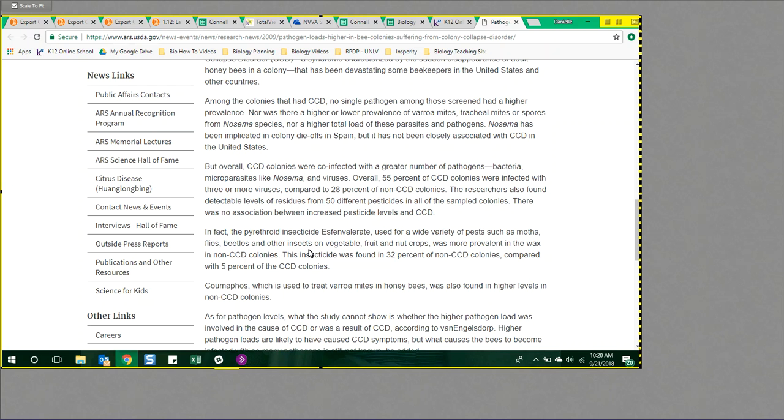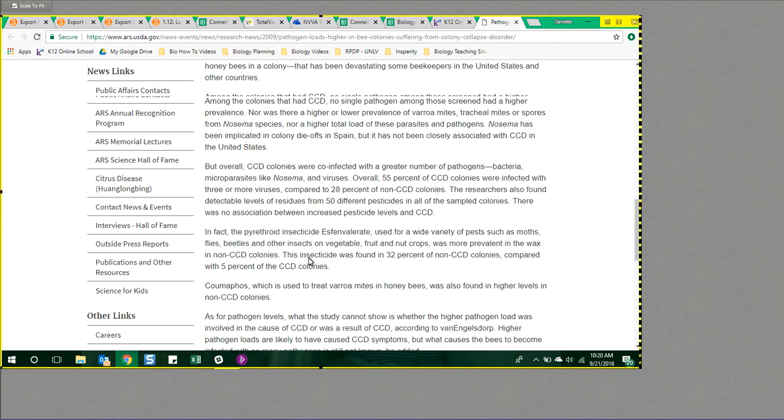Nosema has been implicated in colony die-offs in Spain, but it has not been closely associated with CCD in the United States. But overall, CCD colonies were co-infected with a greater number of pathogens, again, which are bacteria, microparasites like Nosema, and viruses. Overall, 55% of CCD colonies were infected with 3 or more viruses, compared to 28% of non-CCD colonies. The researchers also found detectable levels of residues from 50 different pesticides in all of the sampled colonies. There was no association between increased pesticide levels and CCD.